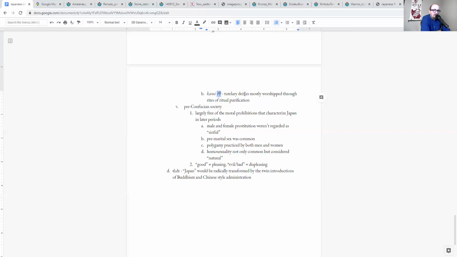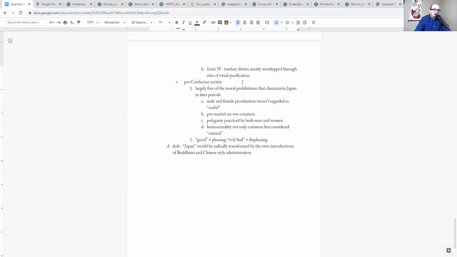And all of this is very indicative of what I'm going to refer to as a sort of pre-Confucian society. Now, the reason why it's pre-Confucian: I noted how there are two major developments in Japanese history that are extremely important. One is the introduction of Buddhism. The other is the introduction of Chinese administration and governmental techniques, for lack of a better term. But at the same time, Japan at this time doesn't have a lot of the greater Chinese cultural hangups.